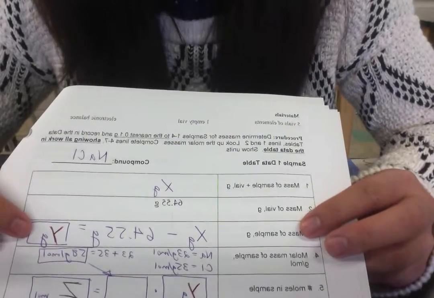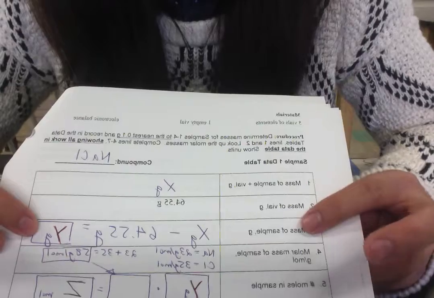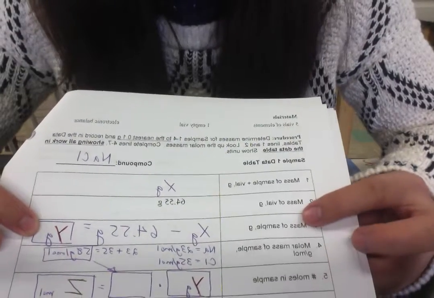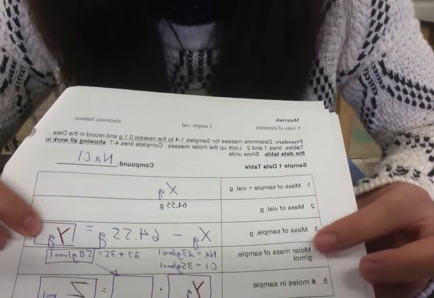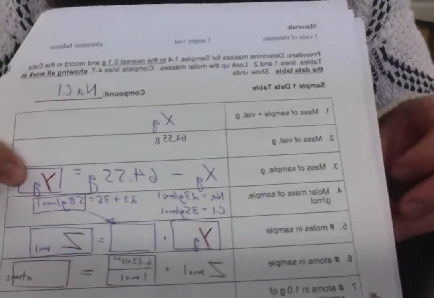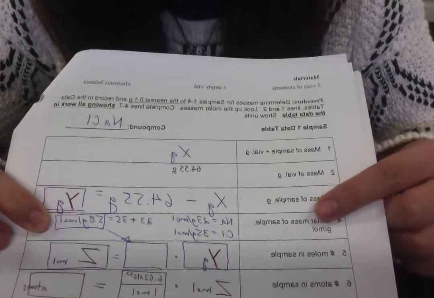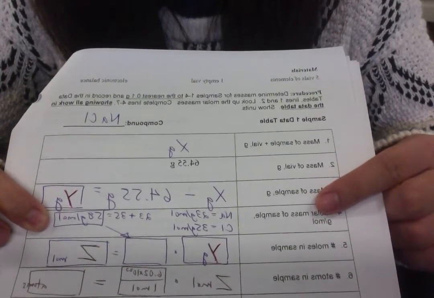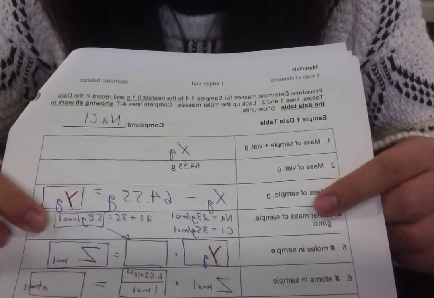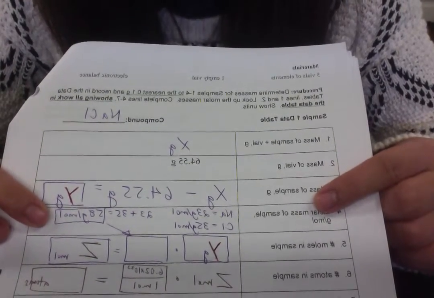Once you find the mass of your sample, you need to convert it to moles and then to atoms. But before you need to do that, you have to find the molar mass, right? Because that's your conversion factor. So to find the molar mass, you're going to need your periodic table, figure out the formula, which is on your vial, and then do all the math for that there.